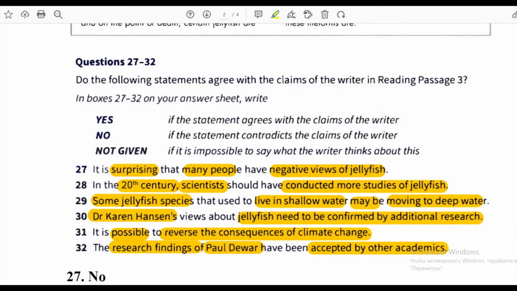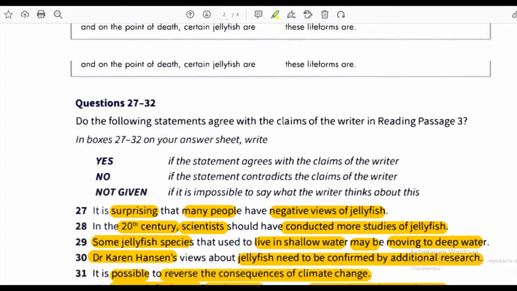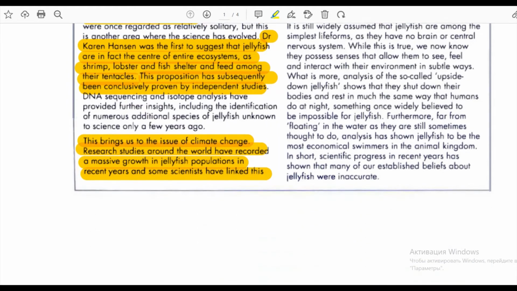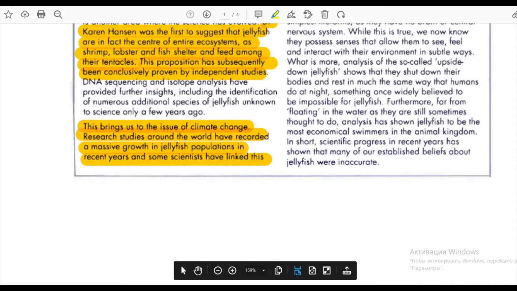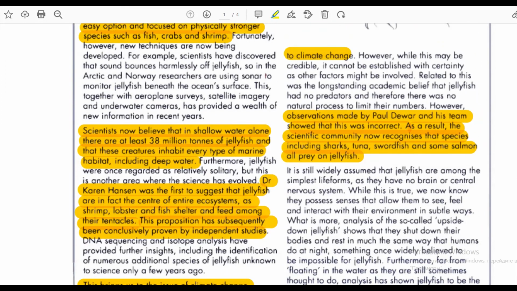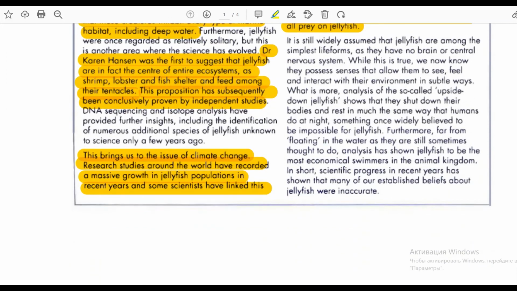So, let's go to our third paragraph because we have already done with the second one. And here it is. The writer says, this brings us to the issue of climate change. Research studies around the world have recorded a massive growth in jellyfish populations in recent years, and some scientists have linked this to climate change.